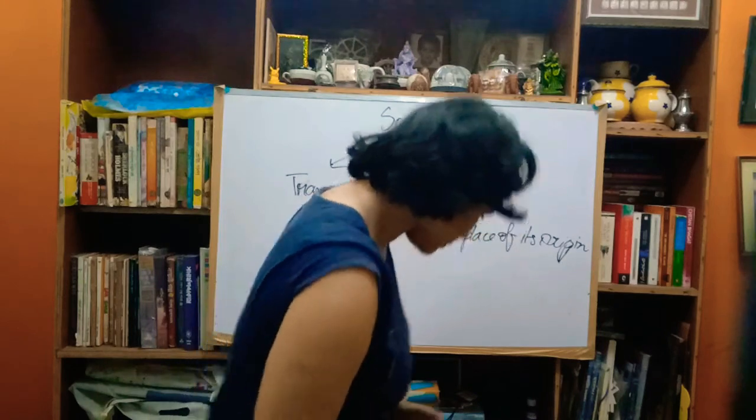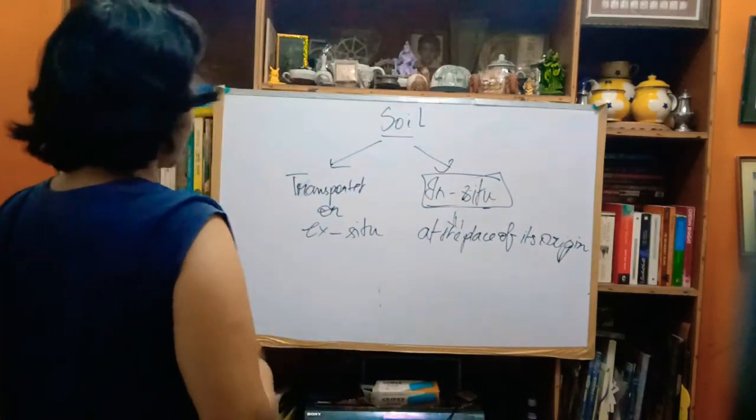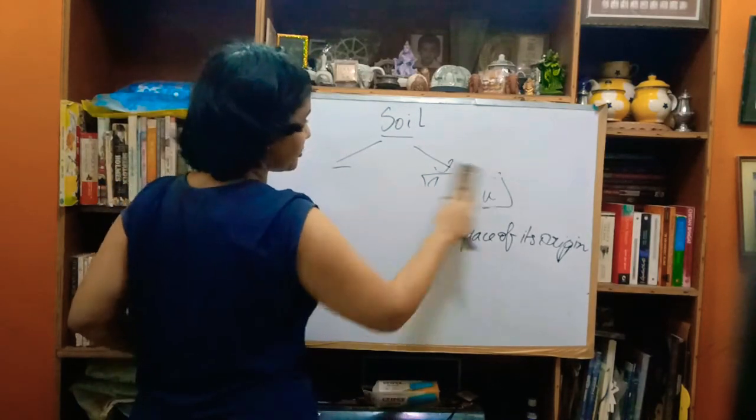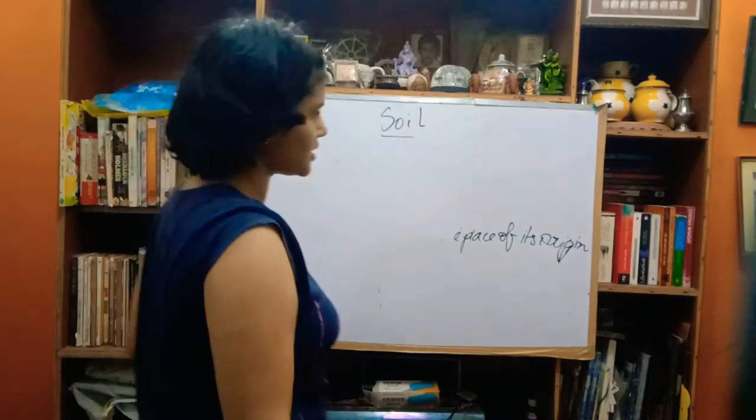Now, we have the types of soil on the basis of their names. We have always heard of the alluvial soil. We've heard of the black soil. We've heard of the red soil. We have even heard of laterite soil, I think. So we'll go into those classifications next day.